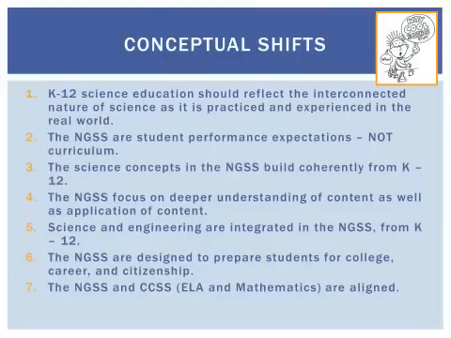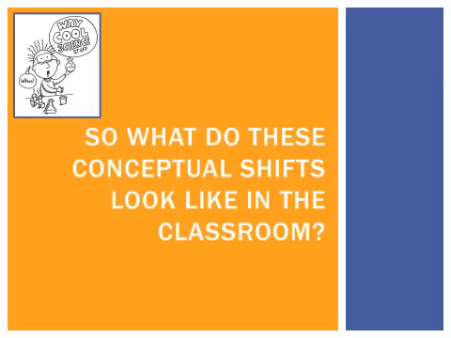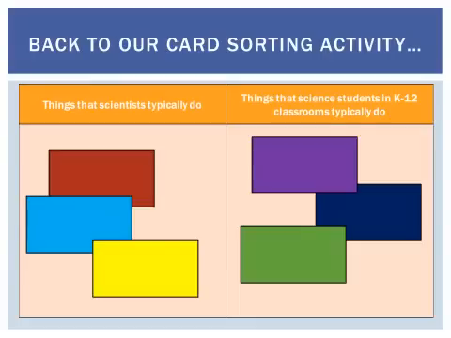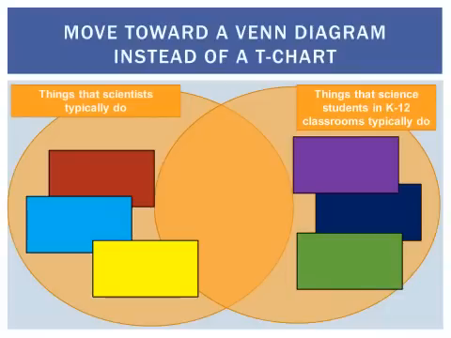In summary, the NGSS are based on 7 conceptual shifts that change the way we look at K-12 science education. Of course, the real question is, how do these shifts play out in the classroom? If you think back to our card sorting activity at the beginning of this module, the things scientists do and the things students typically do in K-12 classrooms are different. Moving forward, we need to consider thinking about a Venn diagram instead of a T-chart.